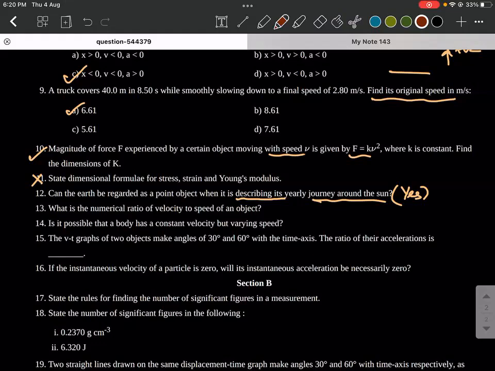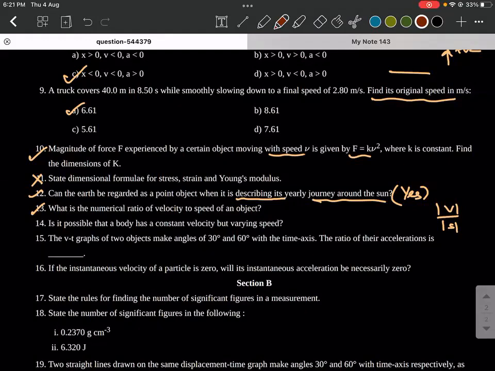So what is the meaning of this question, the 13th one? What is the numerical ratio of velocity to speed of an object? What are they even asking? Numerical value, na? What is the meaning of numerical value? It is dimension. Magnitude of velocity divided by magnitude of speed. Magnitude means if velocity is, let's say, minus 5.1. What is the magnitude of velocity? Magnitude means modulus. So modulus will be plus 5.1.